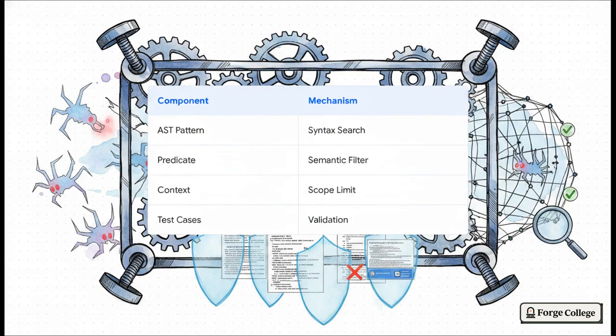When you put it all together on the schematic, you can really see how each mechanism plays its part. The AST pattern finds the candidates, the predicate filters them, the context constraint limits the scope so we don't accidentally scan your harmless test files, and the test cases validate our work.